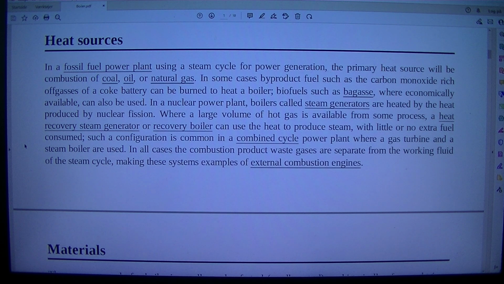Where a large volume of hot gas is available from some process, a heat recovery steam generator or recovery boiler can use the heat to produce steam, with little or no extra fuel consumed. Such a configuration is common in a combined cycle power plant where a gas turbine and a steam boiler are used. In all cases, the combustion product waste gases are separate from the working fluid of the steam cycle, making these systems examples of external combustion engines.